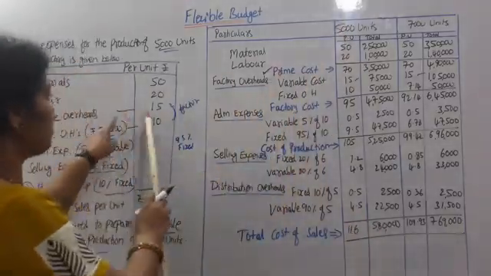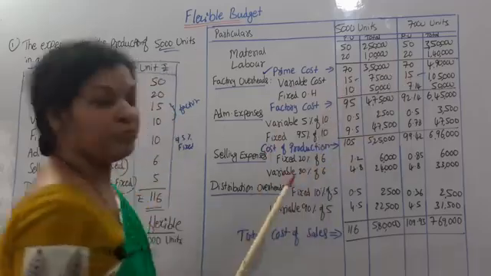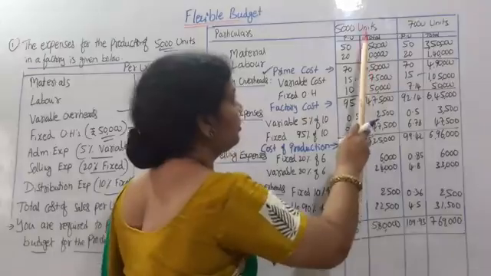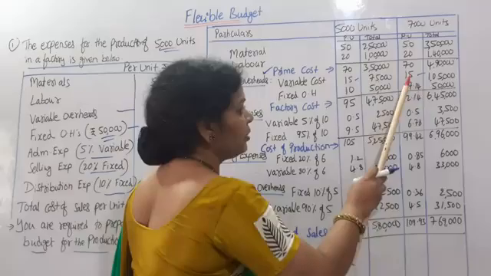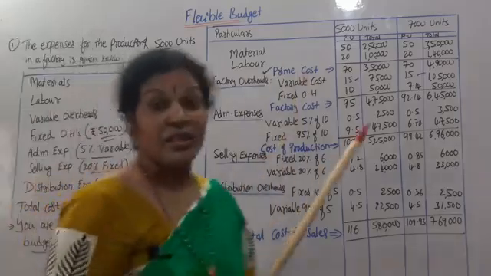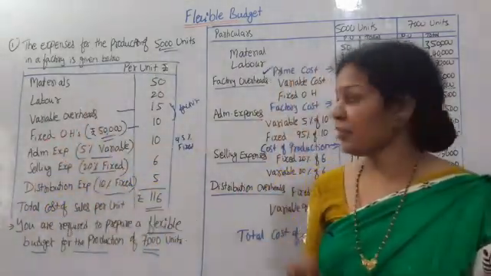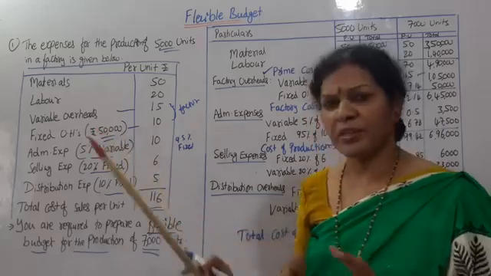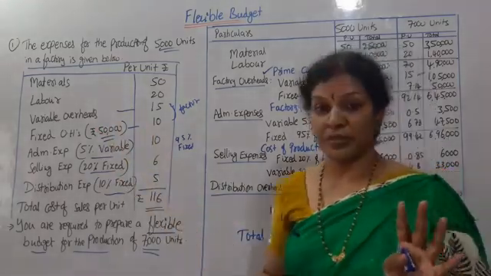Now variable cost is 15, written both the sides. Now how do you get this amount? 5000 into 15, 75,000. 7000 into 15, 1,05,000. So this is about variable cost. Second one is the fixed overheads. Fixed overheads is set at 50,000 fixed. Per unit is 10 rupees.